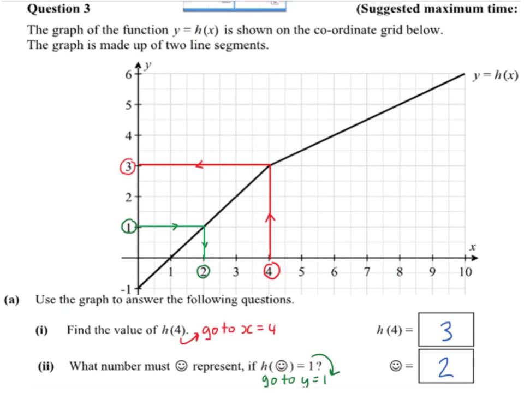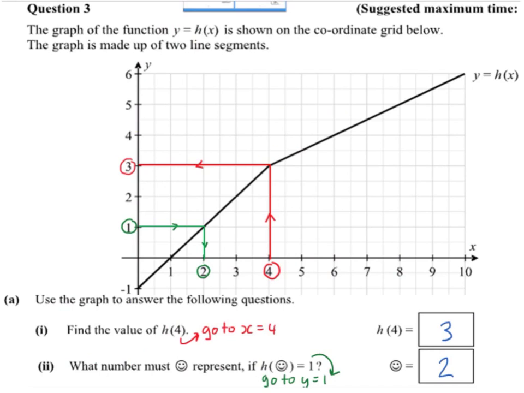So what we're going to do is go to 1 on the y-axis. So this is our y-axis here, it's our vertical axis. So we're going to go to 1 and we're going to draw a line across until we touch our graph and a line down and we get to 2. So the answer is going to be 2. So when h of smiley face is equal to 1, we go to 1 on the y-axis, we draw a line across and a line down until we get to 2. So 2 is our answer.